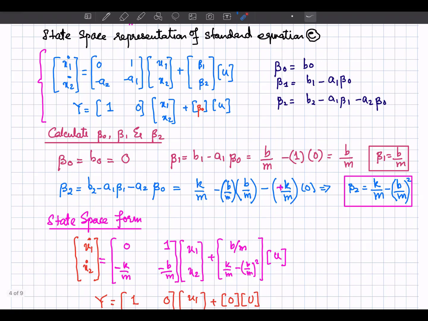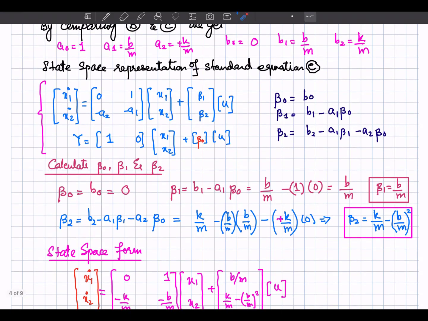So let's calculate beta naught, beta 1 and beta 2. b0 is 0, so beta naught will be 0. Then beta 1 is equal to b1 minus a1 into beta naught. Taking the values from here and plugging them in, we get beta 1 equal to b by m. Then beta 2 will be equal to b2 minus a1 beta 1 minus a2 into beta naught. Plugging in the values, you are going to get this value as beta 2.